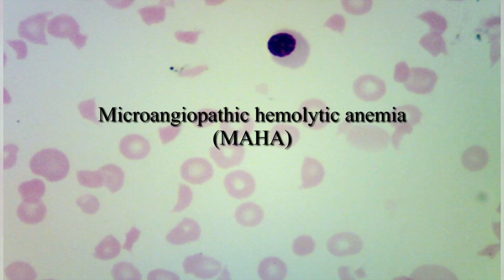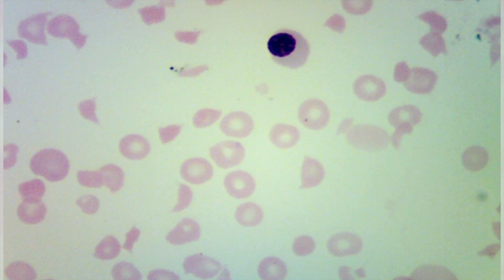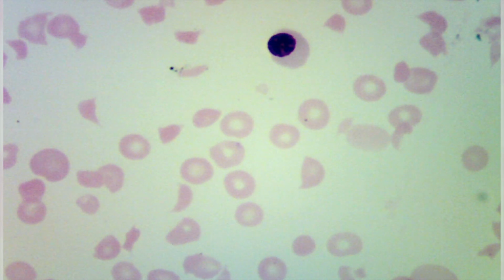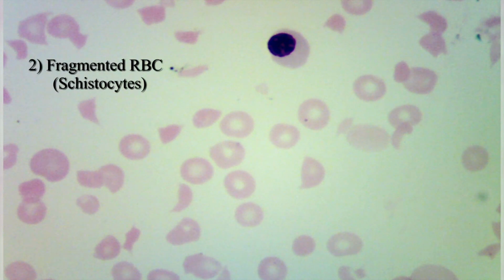Today I would like to tell you about microangiopathic hemolytic anemia, also known as MAHA. MAHA is a group of diseases in which there are two common denominators. One is low platelet count, thrombocytopenia, and two, the presence of fragmented red blood cells, schistocytes.